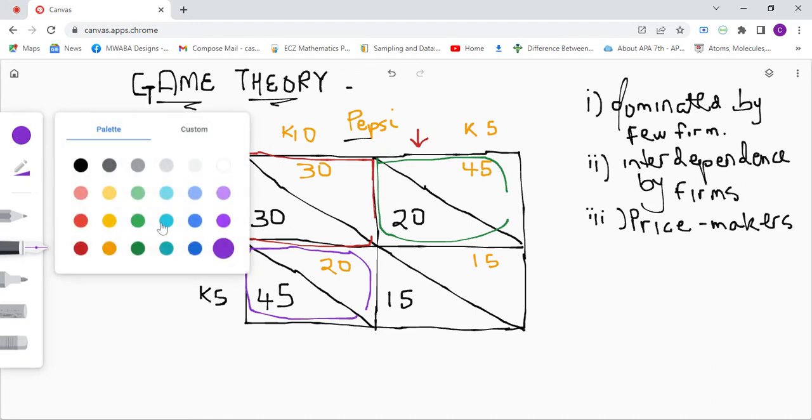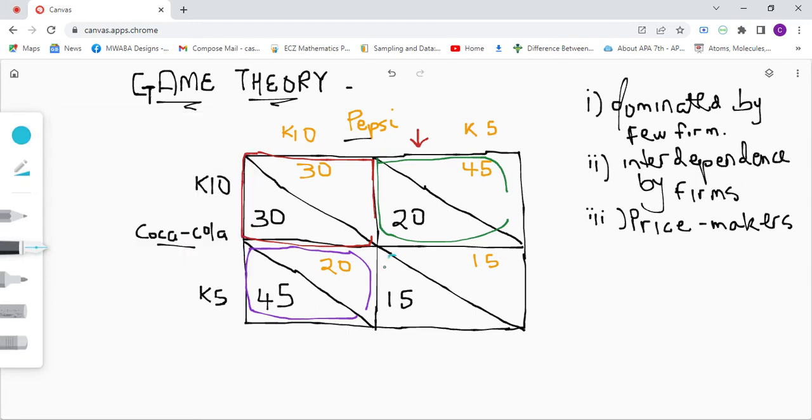And then this other box here, the final box, represents if both Coca-Cola and Pepsi lower their prices and they're both charging 5 kwacha. No one will gain a bigger share of the market. They'll still remain at the same place and their revenues will drop because they're charging at a lower price.